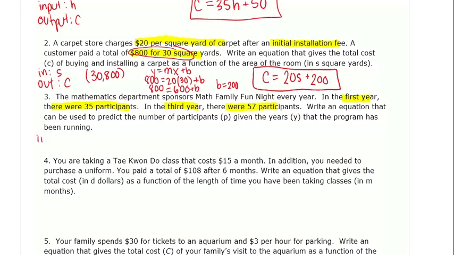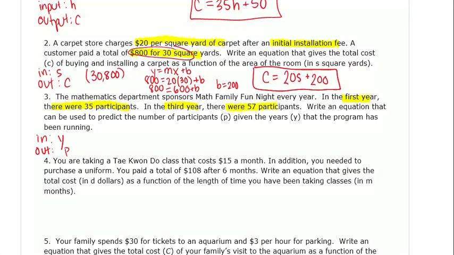So here, it's a little bit harder to tell for this one, but since it says given the years, we know that that's going to be the input that we're going to be plugging in. And we're predicting an output for the participants that attend. And in this case, unfortunately, we don't know a rate of change, and we don't know an initial value. Okay, so we need 2 ordered pairs from this information.